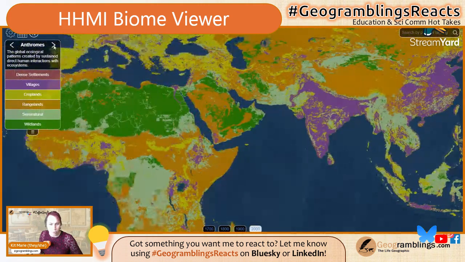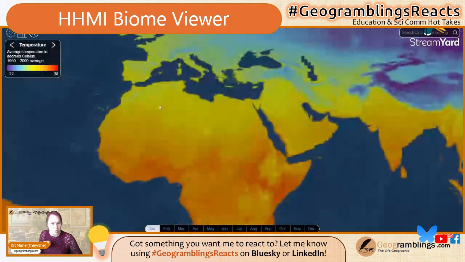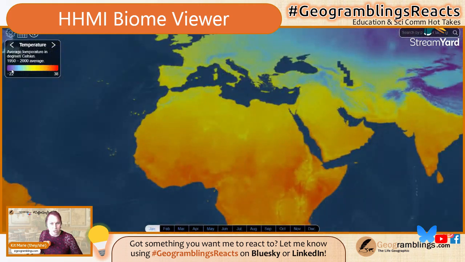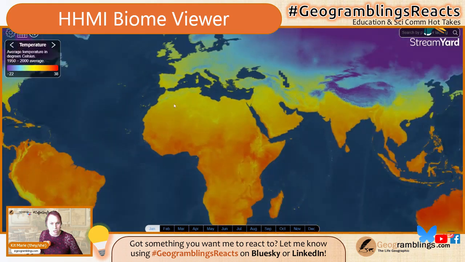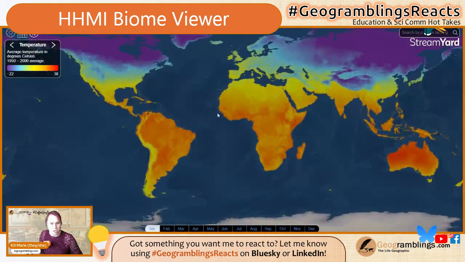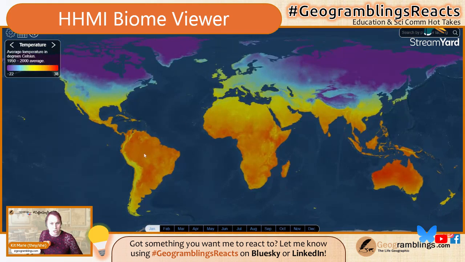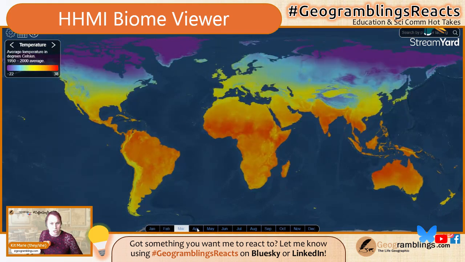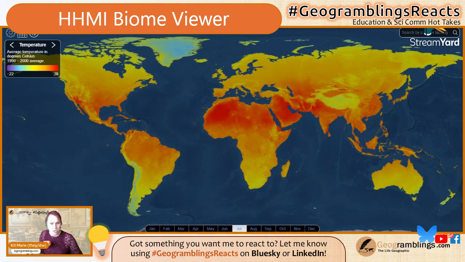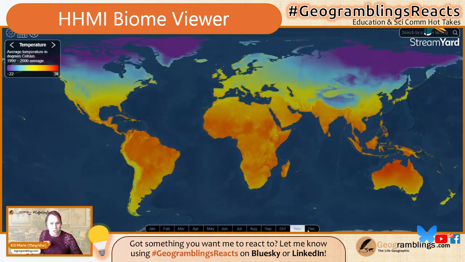So we've got anthromes, temperature. So we've got absolute temperatures here, from the average between 1950 and 2000. So between minus 22 degrees on average and 30 Celsius, 38 degrees. So that's lovely. And then you can obviously compare that with, oh look at that, seasons. You can obviously compare that with where your biomes are located, and that's really nice.